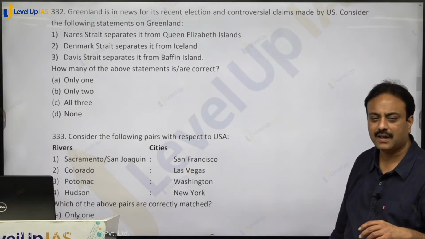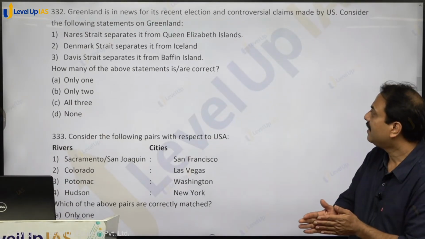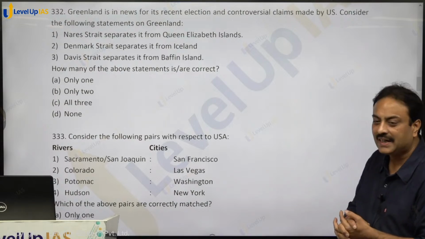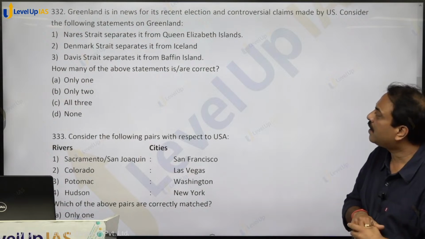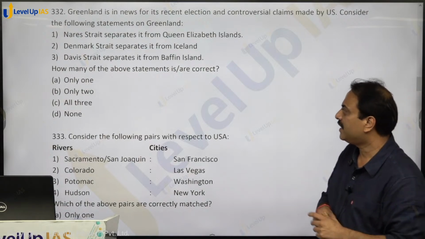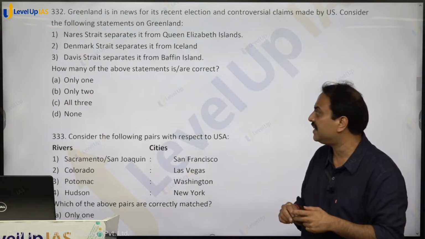Greenland, again Trump. Greenland is in news in recent election and controversial claims made by US President. Consider the following statements on Greenland. Nares Strait separates it from Queen Elizabeth Island.